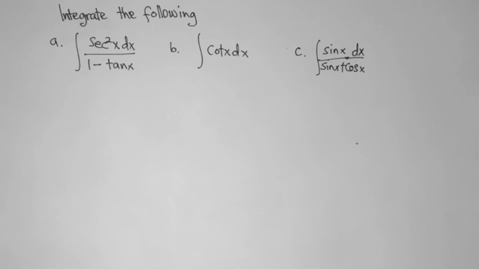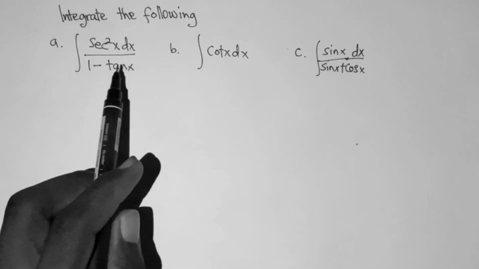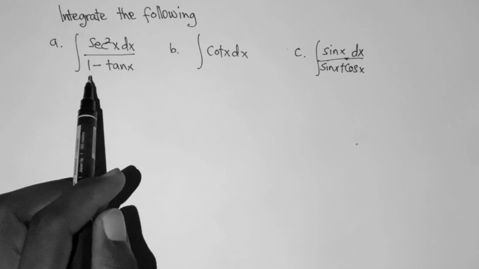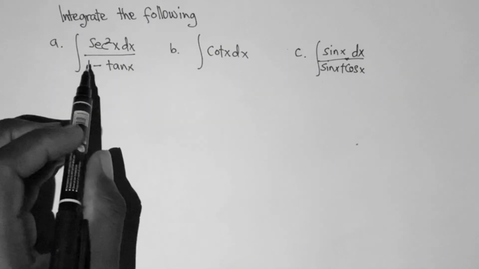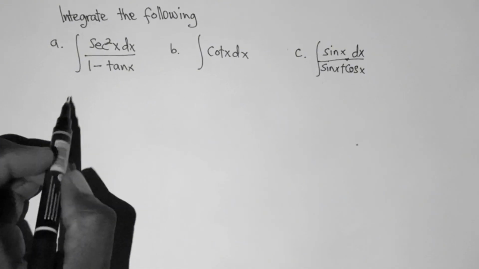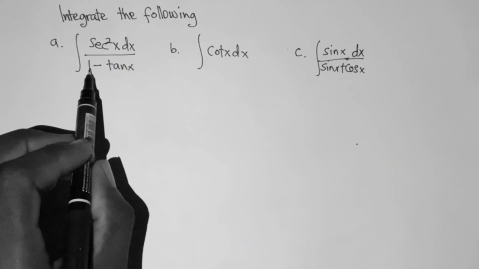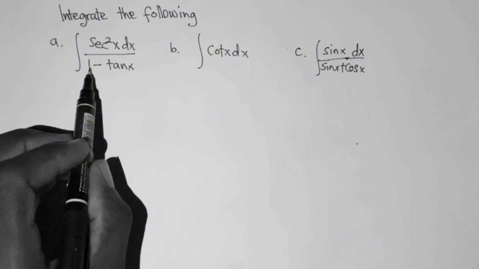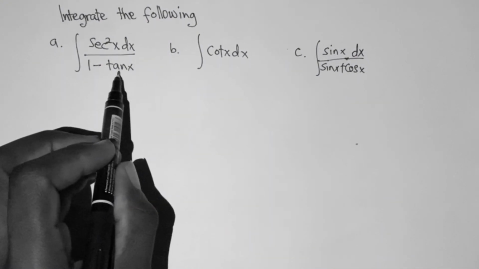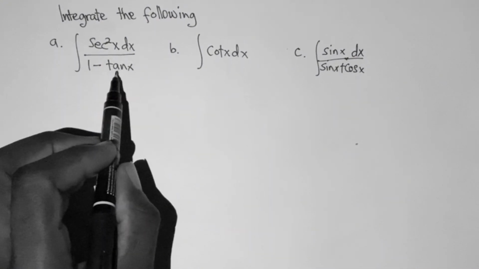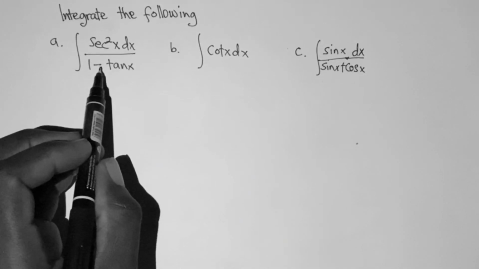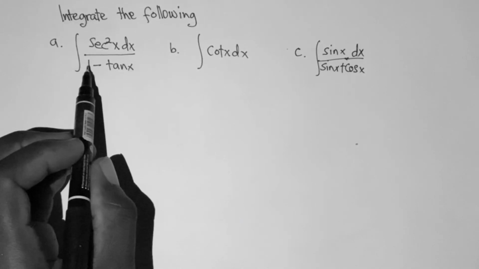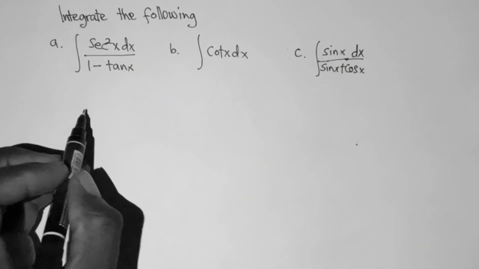Integrate the following. Integral of sec squared x dx divided by 1 minus tan x. Now, when we look at this integral, when we differentiate 1, it is 0. And when we differentiate tan x, it is sec squared x. But because there is a minus here, we need to factorize the minus out.